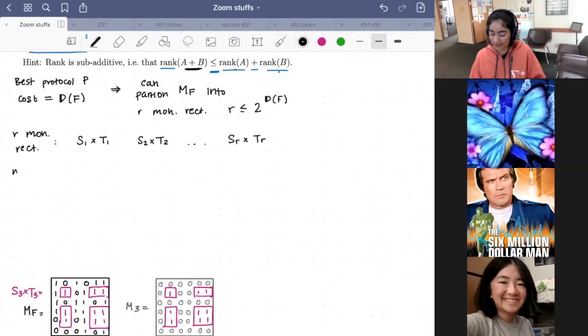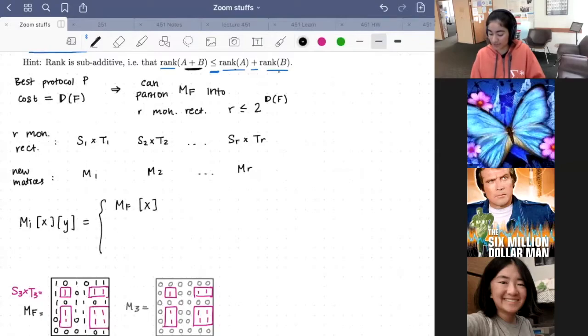So let's define these new matrices. For each monochromatic rectangle, we're defining a matrix. So we've got our little matrices. This process, where we take the monochromatic rectangle and everything else turns into zeros, you can define more explicitly by saying, okay, the XY entry of the new matrix we're defining is just going to be the original matrix entry if we're in this rectangle, and otherwise it's 0.